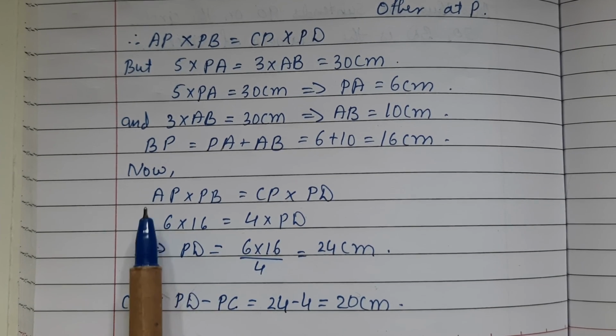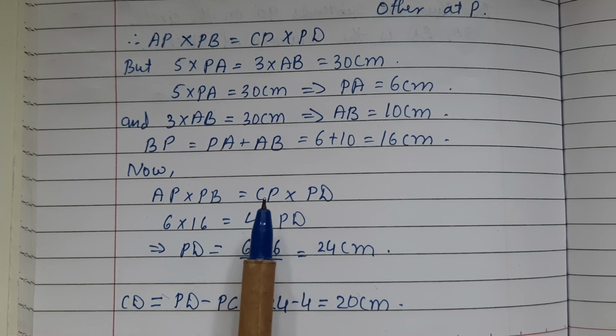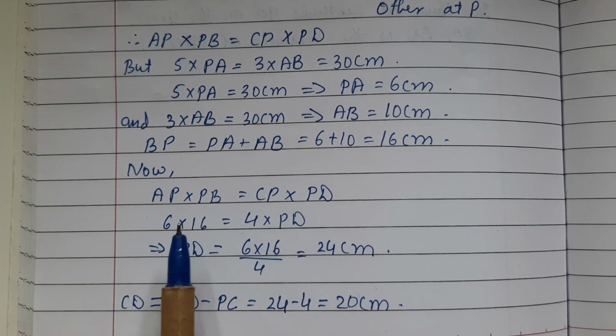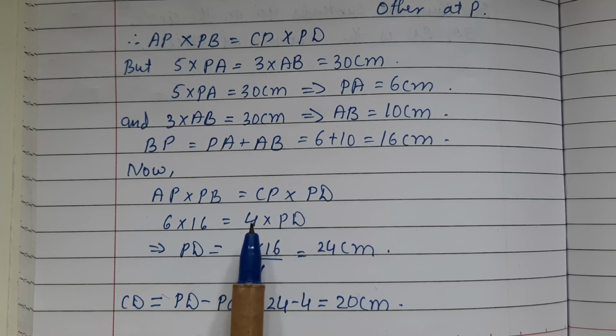Now AP into PB is equal to CP into PD. 6 into 16 equals 4 into PD. This implies PD equals 6 into 16 upon 4, which is equal to 24 cm. CD is equal to PD minus PC, which is equal to 24 minus 4 equal to 20 cm.